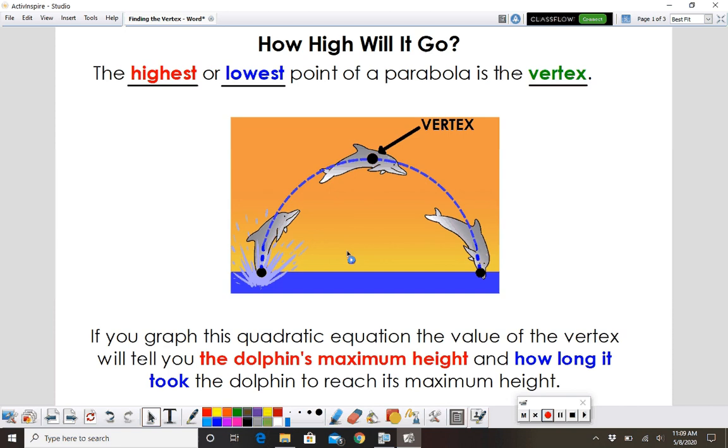So if you look at this graph, you'll see our x-axis here refers to the time that's passing in seconds, and our y value describes our height. So in this case, we'll be able to tell the maximum height the dolphin reached, okay, and how long it took to get to that maximum height.